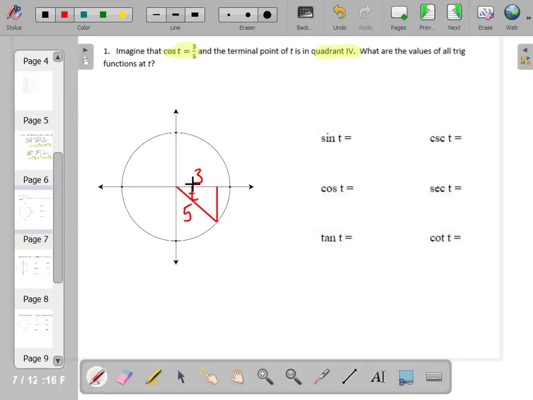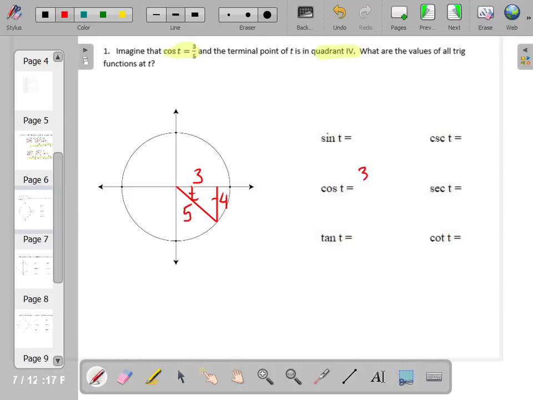I can use the Pythagorean Theorem, but this is actually a Pythagorean triple. I know it's a 3, 4, 5, so I can just do that in my head. And when I label this, I like to put a minus sign there because in the fourth quadrant, y is negative. So I'm just going to call that a -4. It's important to realize we are not on a unit circle, so the cosine of the angle is not just 3, because it's not over 1, it's 3/5.